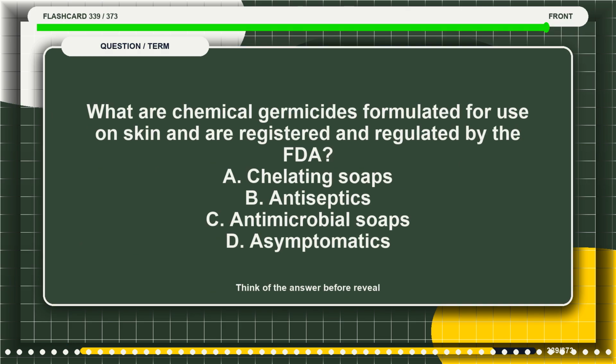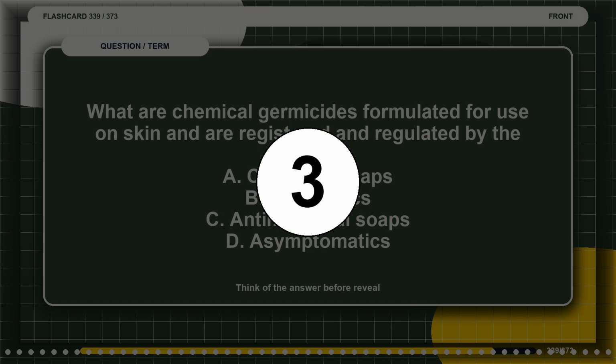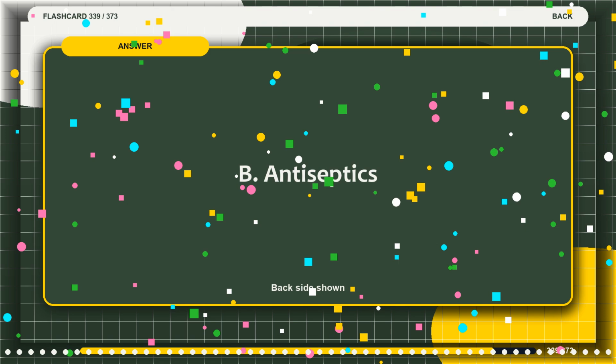Flashcard 339. What are chemical germicides formulated for use on skin and are registered and regulated by the FDA? A. Chelating soaps. B. Antiseptics. C. Antimicrobial soaps. D. Asymptomatics. Think of the answer before the reveal. The answer is B. Antiseptics.